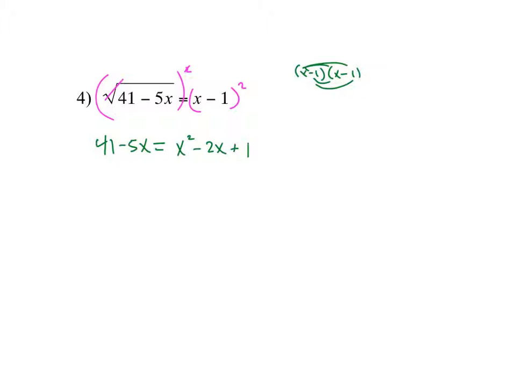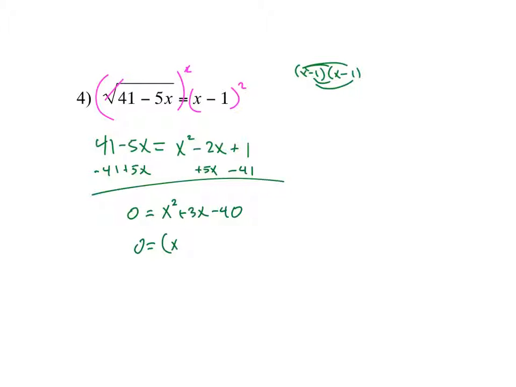Right? So now, because I have the quadratic term and the linear term, I need to move everything to the same side of the equation. So plus 5x on both sides. So that means that 0 equals x squared plus 3x minus 40. So two numbers that multiply to give you negative 40 and add to give you 3 are 8 and negative 5. So x plus 8 equals 0, or x minus 5 equals 0. So x equals negative 8, and x equals 5.